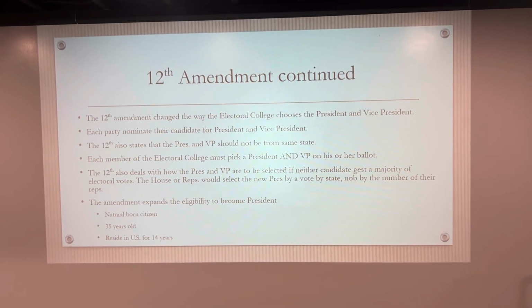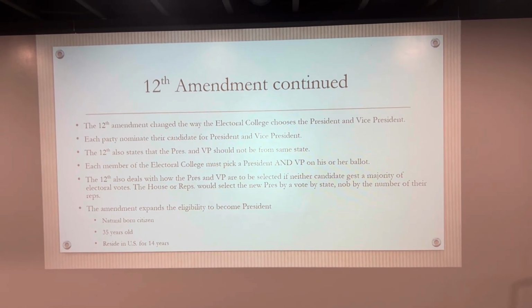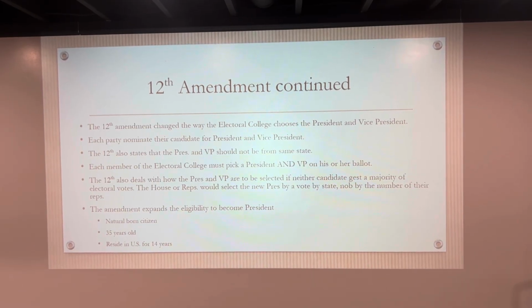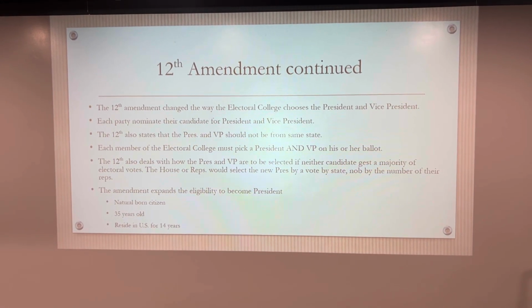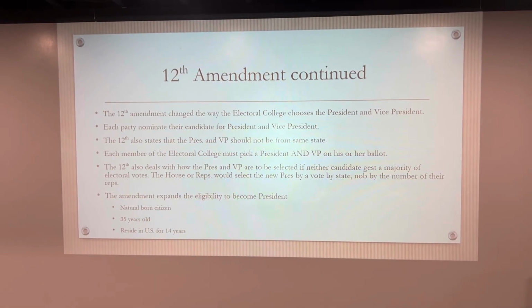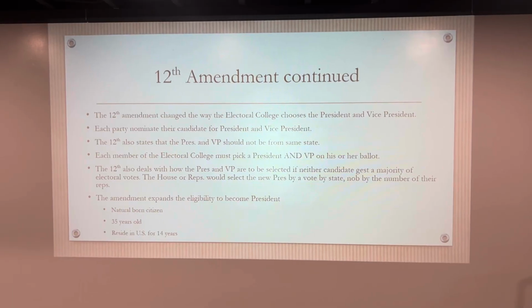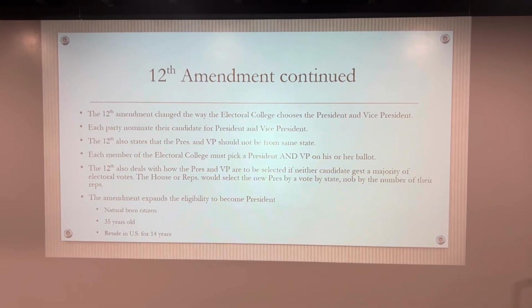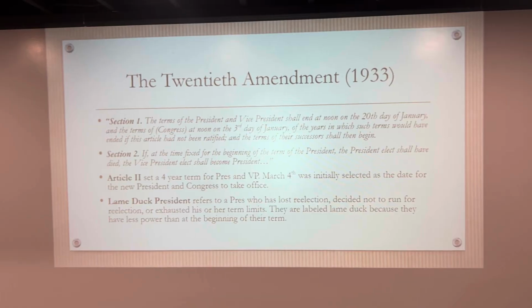The House of Representatives would then select the new president by a vote by state, not by the number of their representatives. The amendment expands the eligibility to become president. You have to be a natural-born citizen of the United States, 35 years old, and reside in the U.S. for at least 14 years.